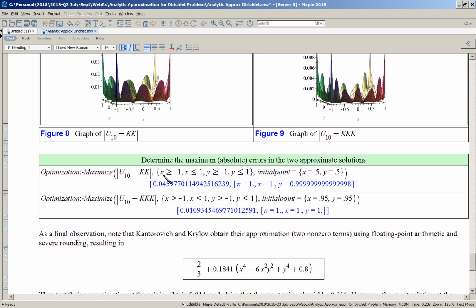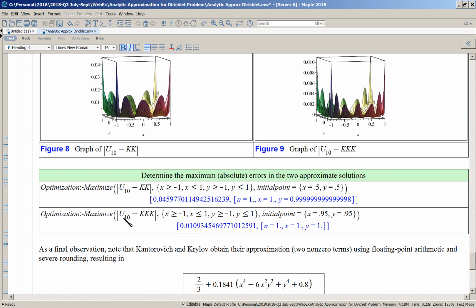Now, another approach is to look for the max over the domain. Well, the max over the domain, if you hunt around, is 0.459, which is consistent with this figure here. And if you look at the 3-term approximation, then it's 0.109, which is consistent with this figure here.